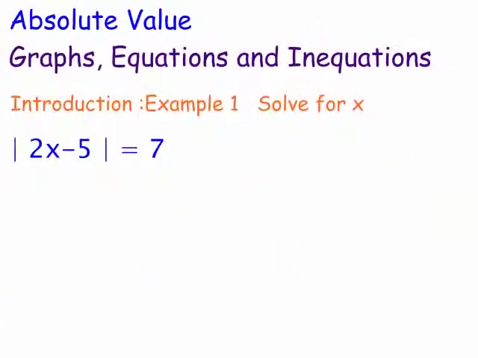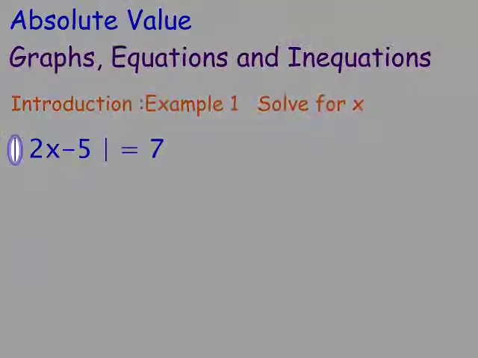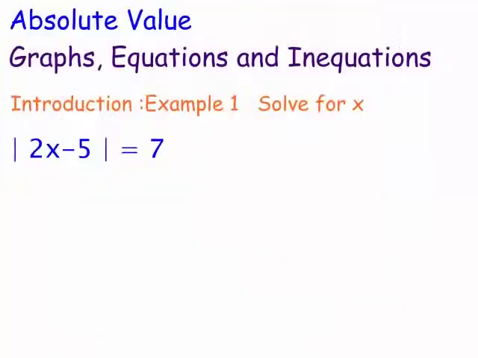Well, okay, here we have our first problem. The absolute value of 2x minus 5 equals 7. Just have a quick look. These are the absolute value symbols here, this one and this one. That means we're going to take the absolute value of what's inside, which is 2x minus 5, and it has to equal 7. So I've got to find some numbers x which, when I multiply them by 2, subtract 5, and take the absolute value, I get 7.